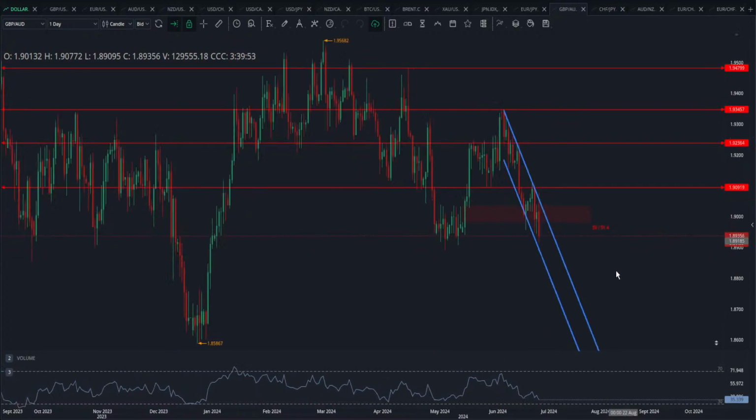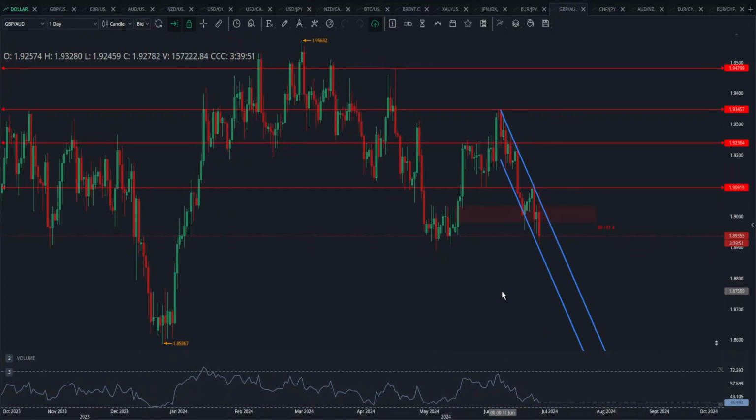GBP: because the Australian dollar is stronger and pound is weaker, you can see a bearish engulfing here. There's a possibility that the price will break below this low that I'm going to indicate here, 1.8894, and once that happens, then we can make a run towards 1.8586.